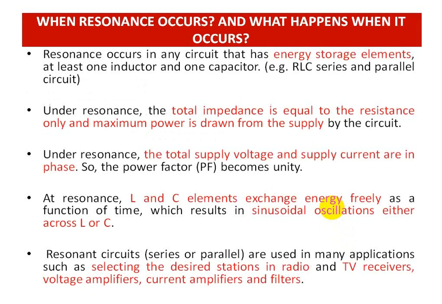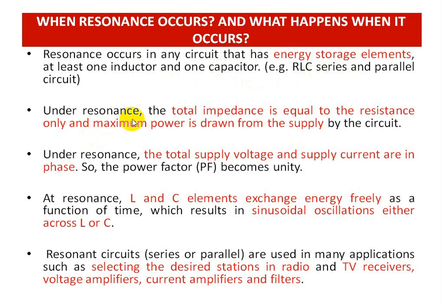When does resonance occur and what happens when it occurs? Resonance occurs in any circuit that has energy storage elements, at least one inductor and one capacitor. Example, RLC series and parallel circuits. So here L and C are energy storage elements.